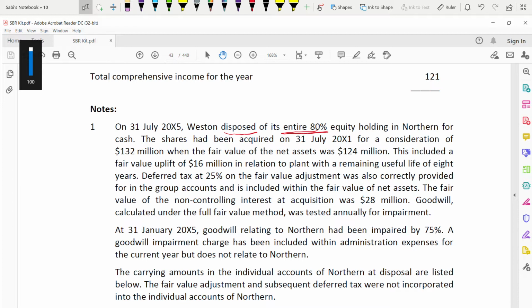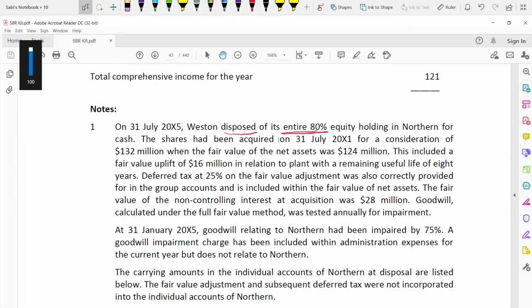Because some of you, when a sentence like this is written, will ask: entire 80% means they dispose 80%, they are holding 20%, and you keep on valuing that remaining 20%. It's not like that. The word entire means entire 80%. They hold 80% in total. The entire 80% is sold. 100% of that 80% is sold, so they're not keeping anything. This you need to understand.